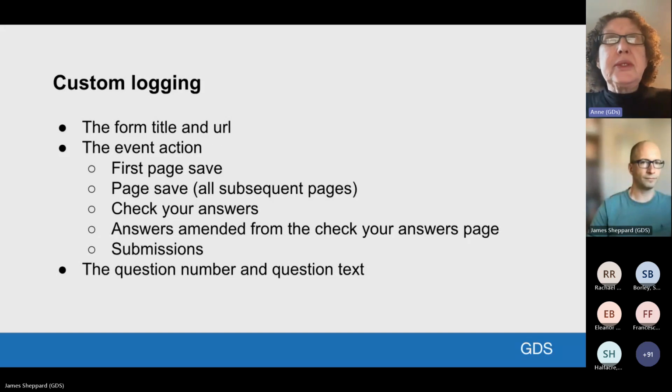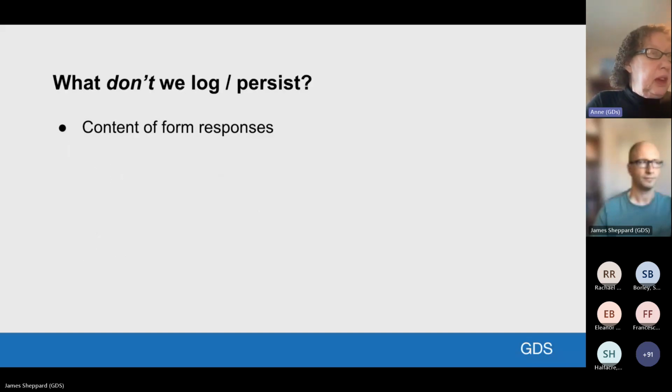So what we log is the form title and URL and the event action. We have lots of different event actions: the first page save, and then all of the subsequent pages have page saves. And there's a special one for if the question's optional or can be skipped. Then check your answers, and where answers are amended from the check your answers page, and then submissions. And then the question number and question text. And we don't log the content of form responses.